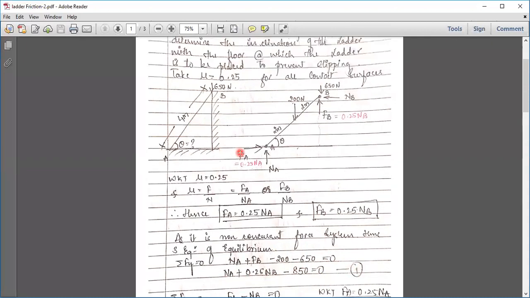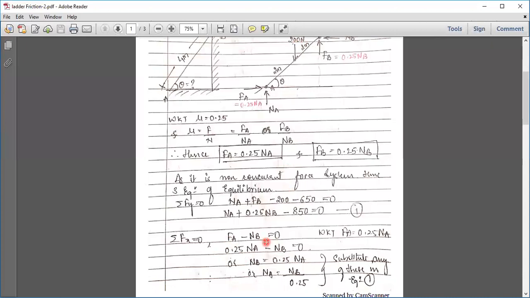Then I'll write summation Fx. Two horizontal forces: FA minus NB equal to 0. I know the value of FA, that is 0.25 times NA, and NB I'll keep as it is, equal to 0. From this I get the condition NB is 0.25 times NA, or NA is NB by 0.25. We can make use of these two for further simplification.